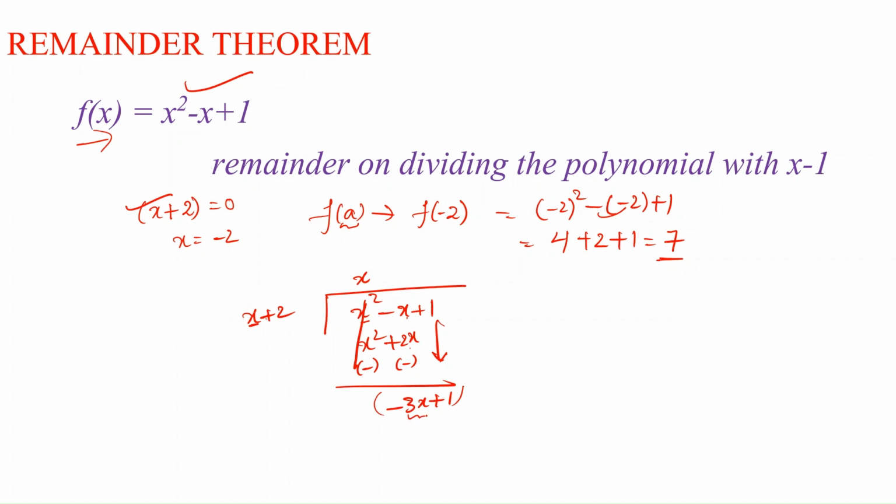Now minus 3x divided by x is minus 3. So we'll write it down here, and this is minus 3x. Now minus 3 into 2 is minus 6. Again subtraction, change the signs. So minus 3x plus 3x cancel out. 1 plus 6 is 7. The remainder is 7, which is the same as the remainder we have got here.